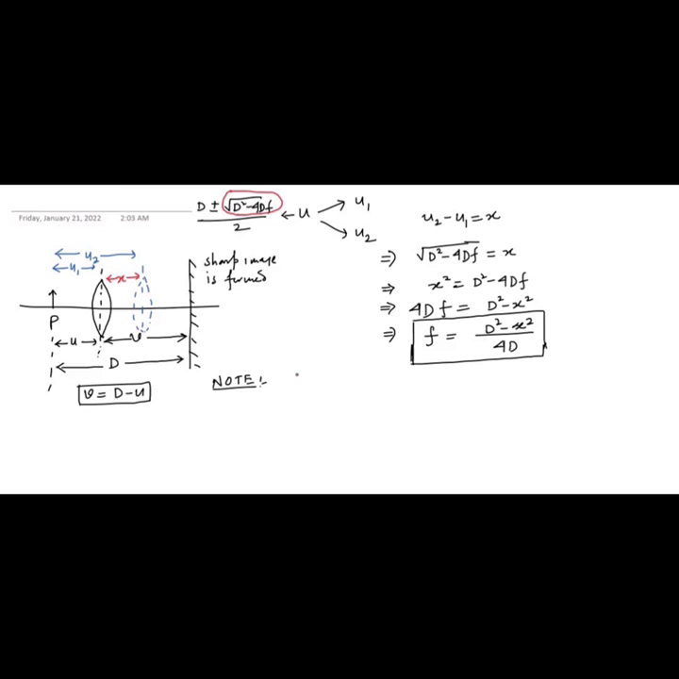If d square would have been less than 4df, then this part would have been imaginary. So the values of u1 and u2 would have been imaginary. So there will not be any real image on the screen, because to have a real image on the screen, that image must be a real one. But the positions, u2 and u1, would have been imaginary here.